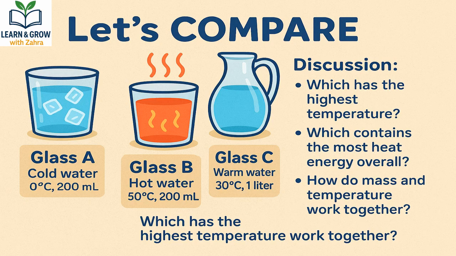Exactly. So first question, nice and easy. Which glass has the highest temperature? That's clearly glass B, right? Mhm. 50 degrees C. Its particles have the highest average speed. Perfect. Now, the trickier one. Which glass contains the most total heat energy?